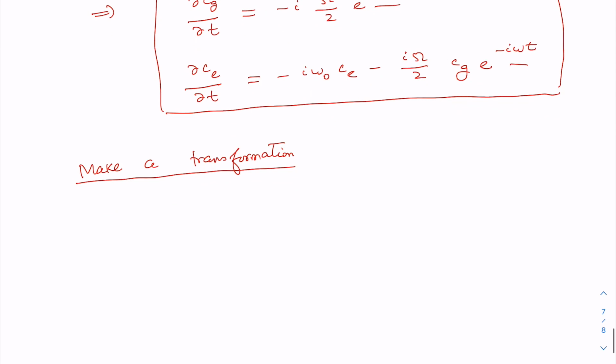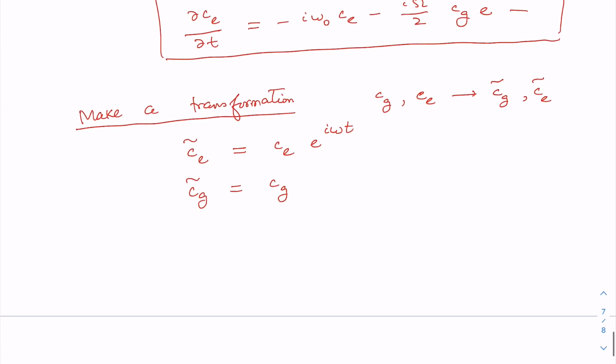Let us take, say, Ce tilde. We are making the transformation from Cg, Ce to Cg tilde and Ce tilde. They are defined as Ce tilde is equal to Ce e to the power i omega t, and Cg tilde remains the same as Cg.